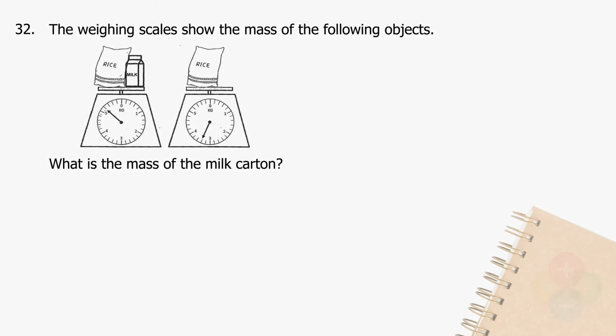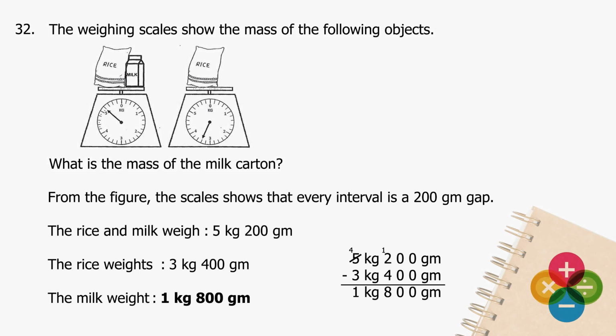The figure shows 2 scales. One of the scales is weighing the rice and milk. The other scale is weighing just the rice. In order to find the mass of the milk, you will need to take the weight on the first scale and subtract off the weight on the second scale. Subtracting 3 kg 400 grams from 5 kg 200 grams, you will get the answer 1 kg 800 grams.